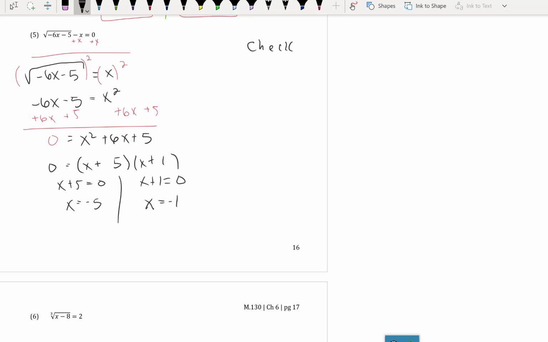So now we want to do our check. Remember, we have the square root of negative 6 parentheses minus 5. Maybe my square root should be a little bit nicer here. There we go. And it was a negative 6. So negative 6 parentheses minus 5 minus my x value equal to 0. So the first number we're going to try is x is equal to a negative 5. Let's see how that works out for us.